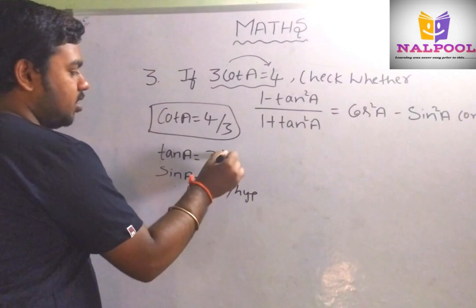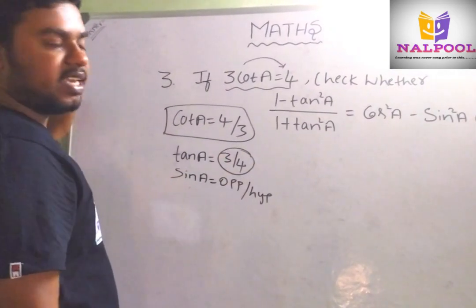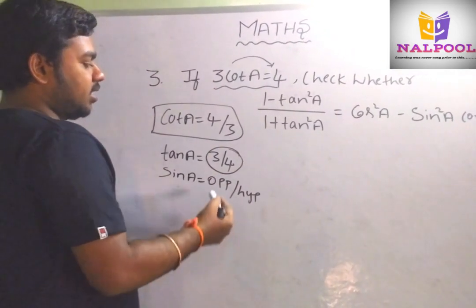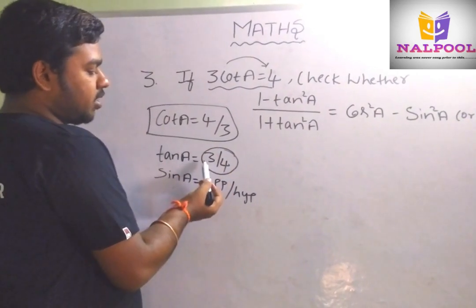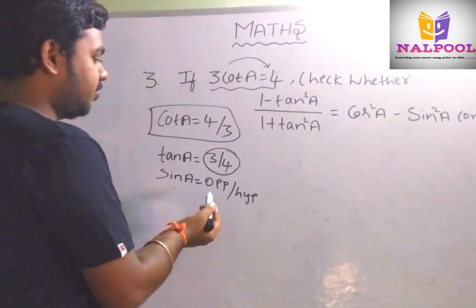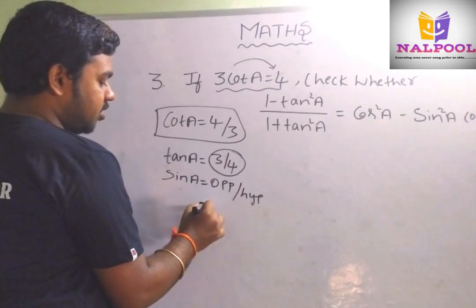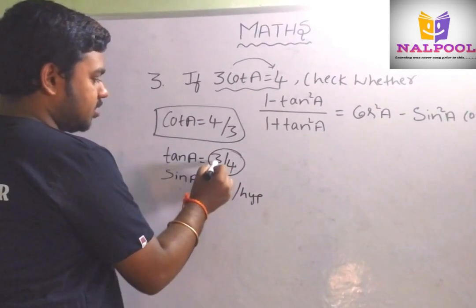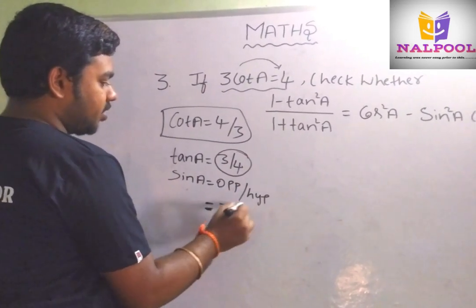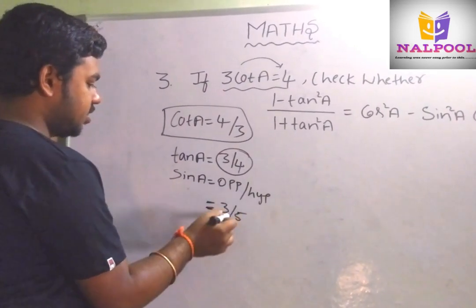hypotenuse. In the previous problem, I have given Pythagorean triplets. In that list, if you look, the pair for 3 and 4 is 5. Therefore, 5 is the hypotenuse. Otherwise, you can apply the Pythagoras theorem and find out. The opposite side is 3, no? 3 by hypotenuse 5. Sin A is 3 by 5.